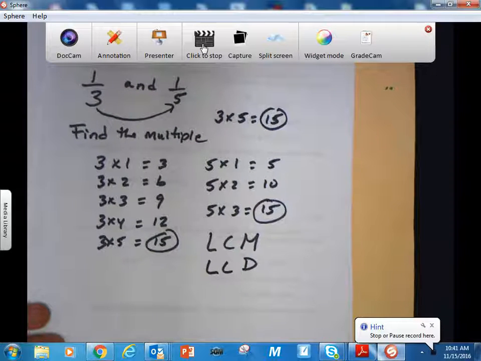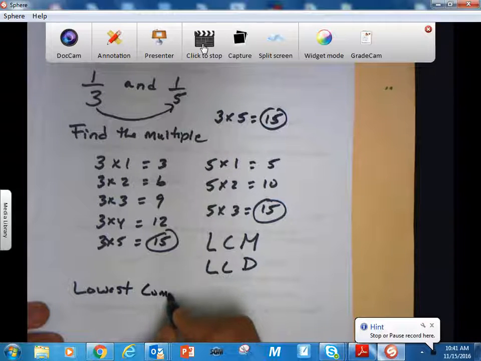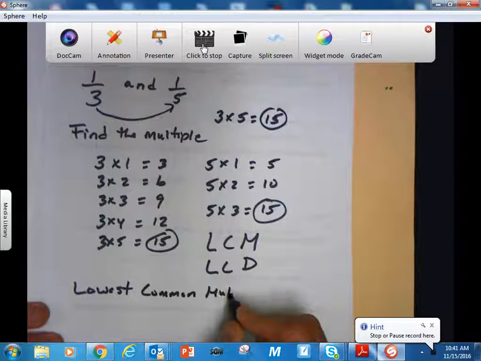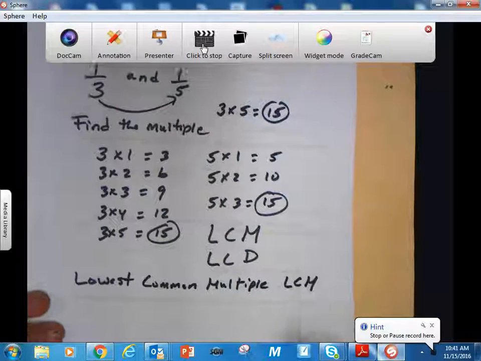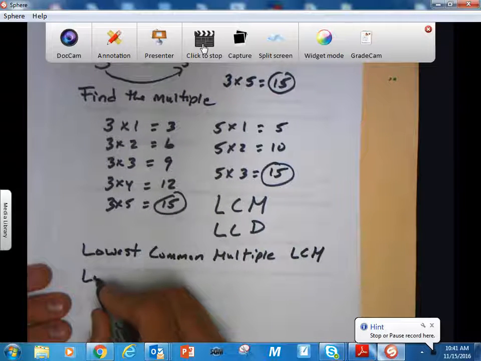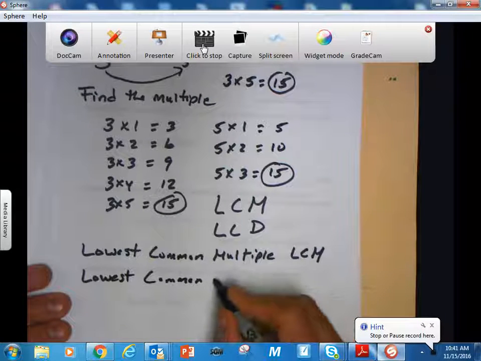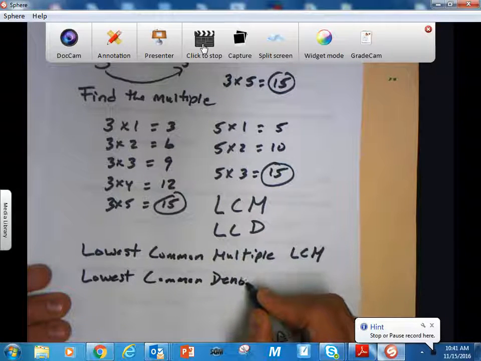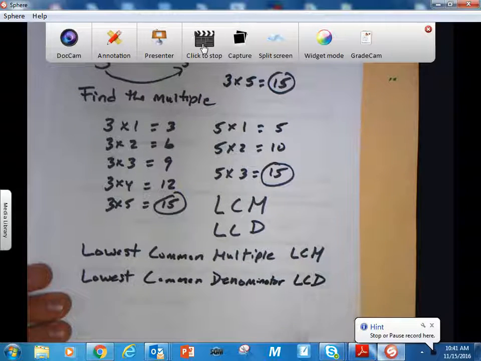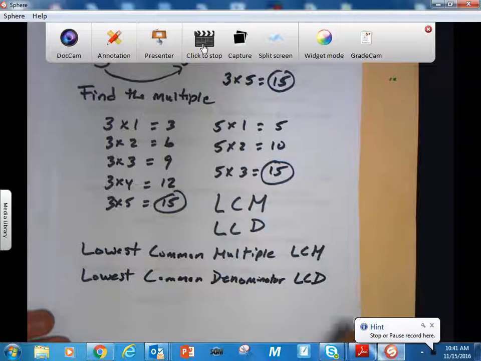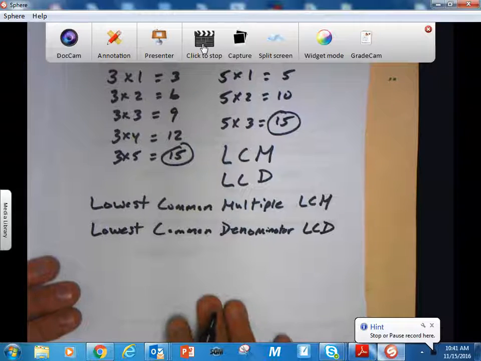Write that down. Lowest common multiple, which is LCM, or lowest common denominator, which is LCD. Right. So we've used those strategies.